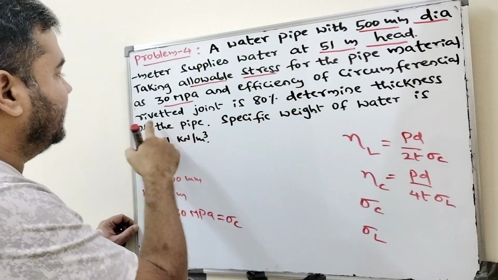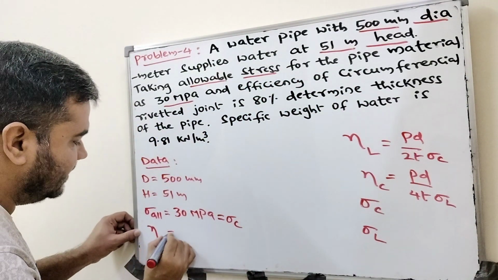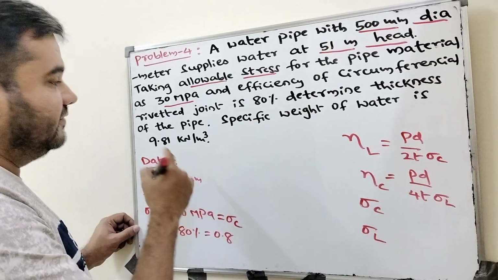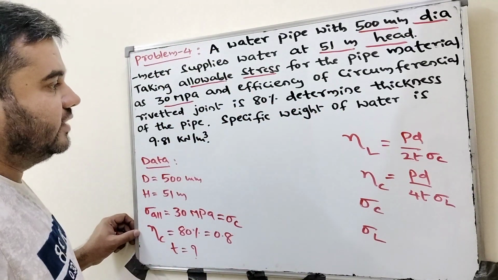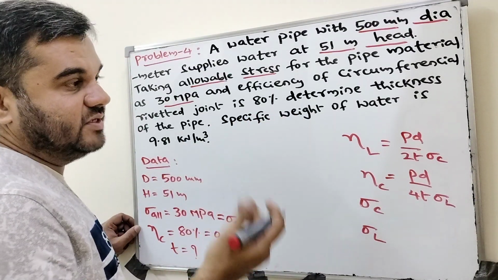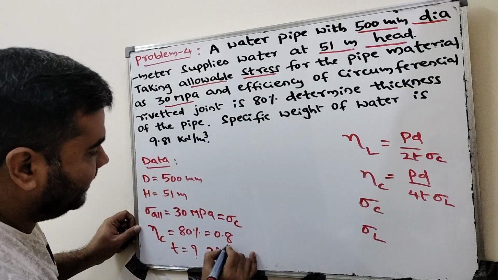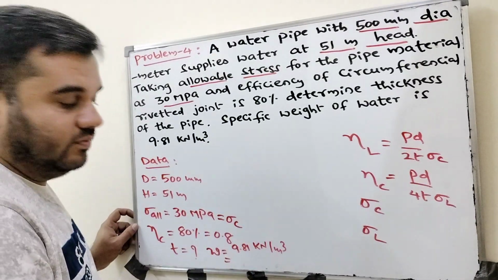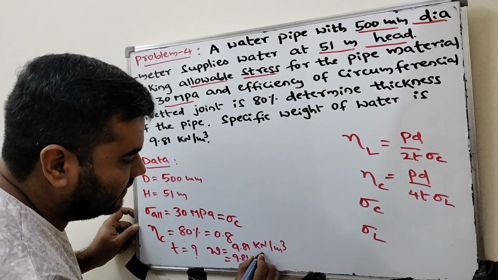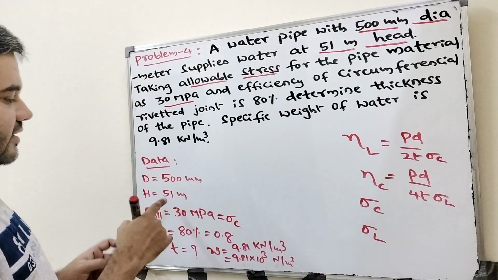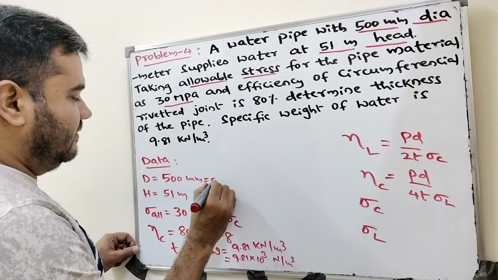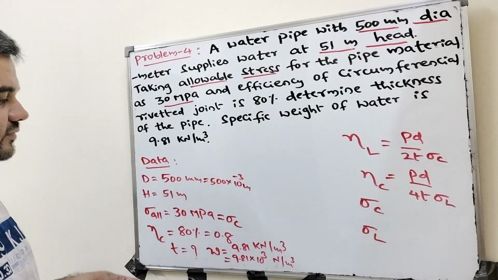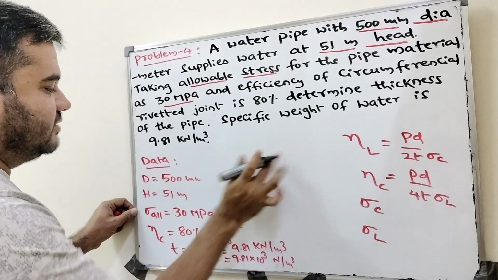Next, the efficiency of the circumferential rivet joint is 80 percent, that is 0.8. Determine the thickness of the pipe. You have to determine the thickness. The specific weight of the water is given as 9.81 kilonewton per meter cube. Converting to Newton per meter cube, that is 9.81 into 10 raised to 3 Newton per meter cube. The diameter is 500 into 10 raised to minus 3, that is 0.5 meter.